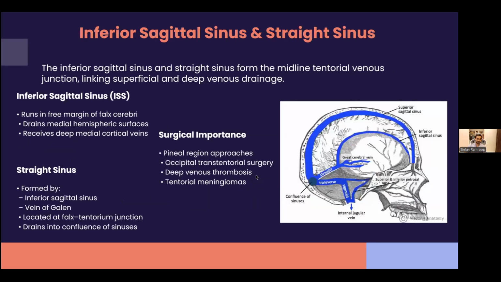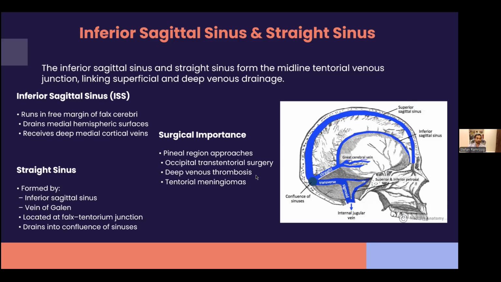Looking at the inferior sagittal sinus and the straight sinus. The inferior sagittal sinus runs within the free margin of the falx cerebri. Unlike the superior one, which lies along the attached superior border, the inferior sagittal sinus is smaller and drains the medial hemispheric surfaces. Posteriorly, it will join the vein of Galen to form the straight sinus, and this junction occurs at the intersection of the falx cerebri and the tentorium cerebelli, which is a key anatomical landmark to be aware of. The straight sinus then courses posteriorly within the tentorial attachment and drains into the confluence of sinuses.